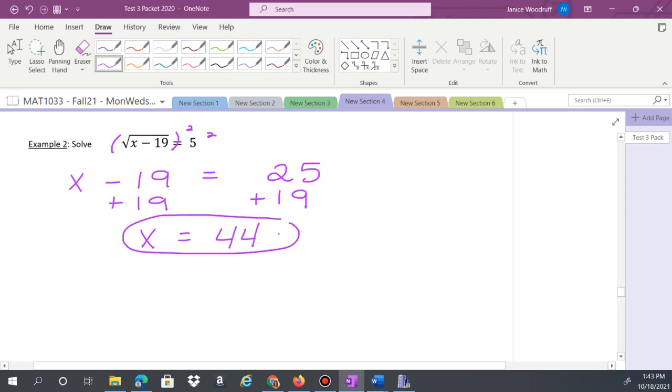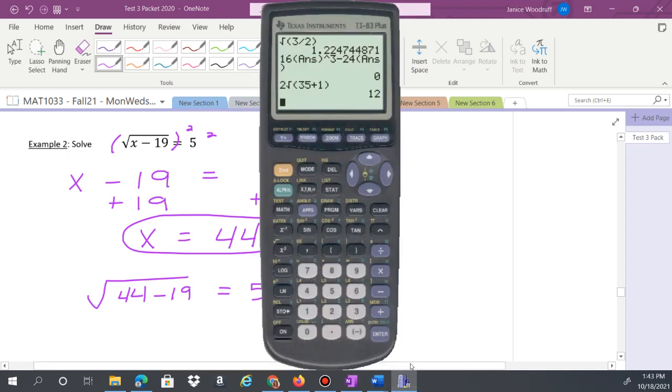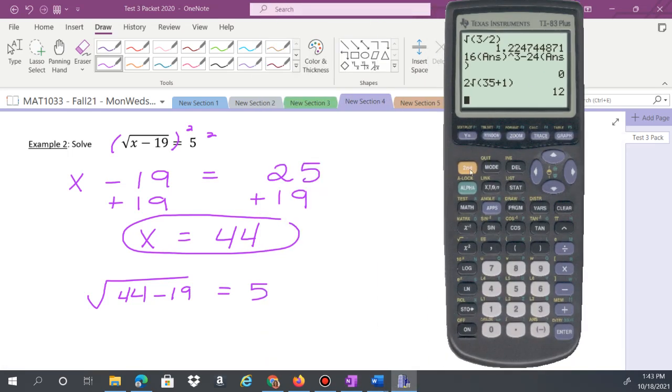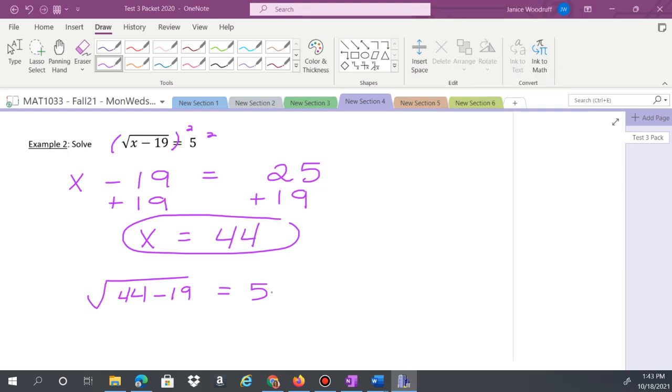And then C, I am going to check. The square root of 44 minus 19 equals 5. And it does. So I'm good to go. This time I get to keep my answer. X equals 44.